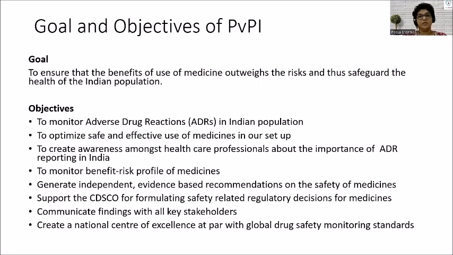The goals and objectives of the Pharmacovigilance Program of India. The goal is to ensure the benefits of use of the medicine outweigh the risk and thus safeguard the health of the Indian population. The objectives are to monitor adverse drug reactions, also called ADRs, in the Indian population, to optimize safe and effective use of medicines in our setup, to create awareness among health professionals about the importance of ADR reporting, to monitor the benefit-risk profile of medicines, to generate independent evidence-based recommendations on the safety of medicines, and to support the CDSCO, which is the Drug Controller of India's office and the Indian regulator, in formulating safety-related regulatory decisions for medicines. They are also responsible for communicating all these findings with all key stakeholders.